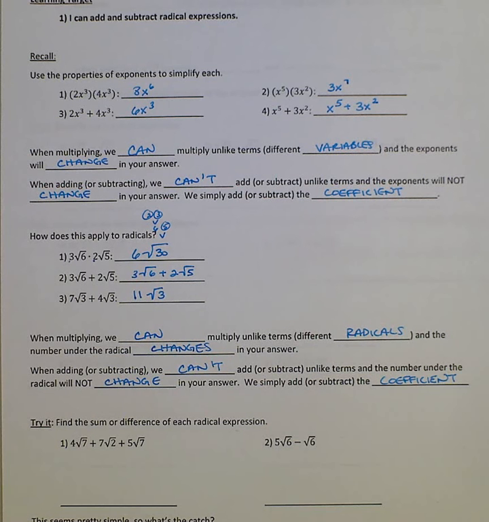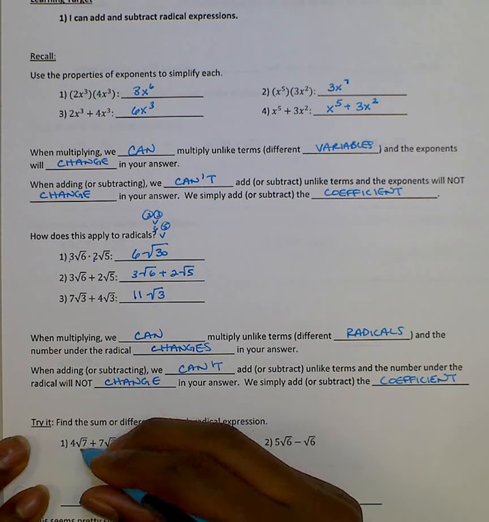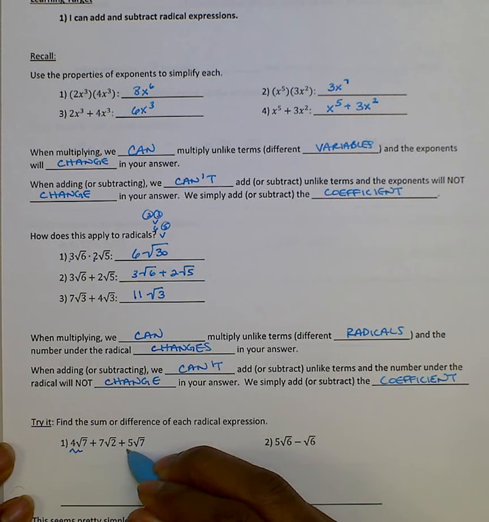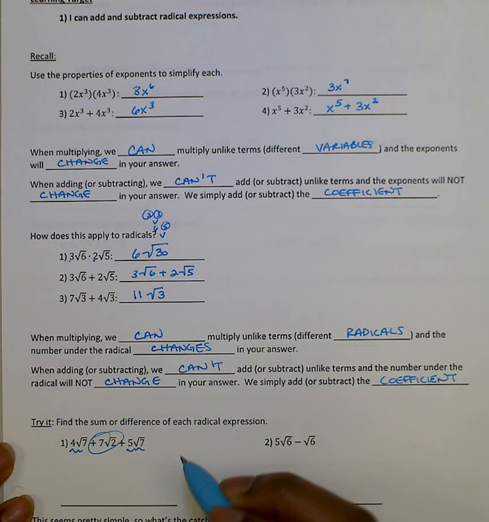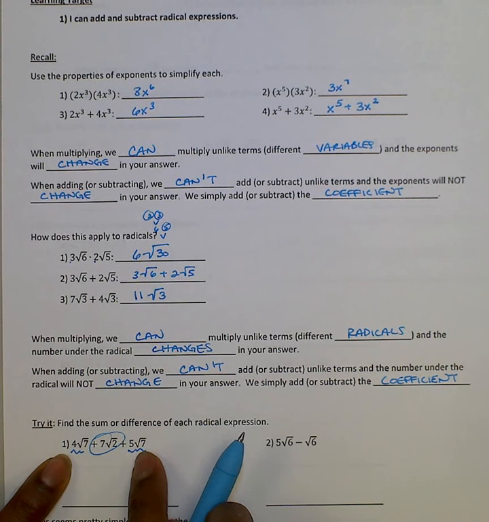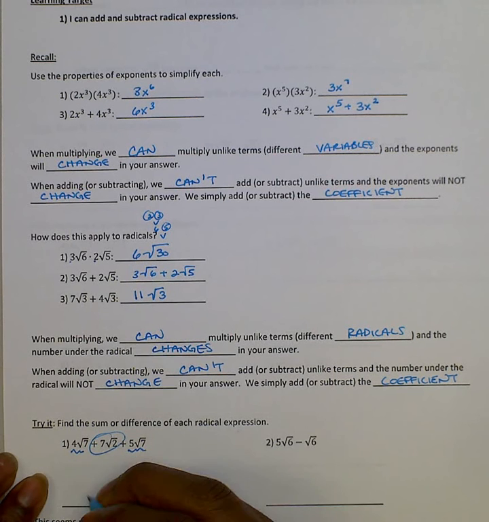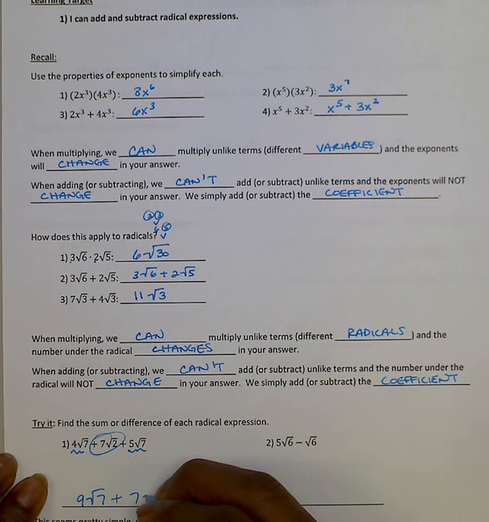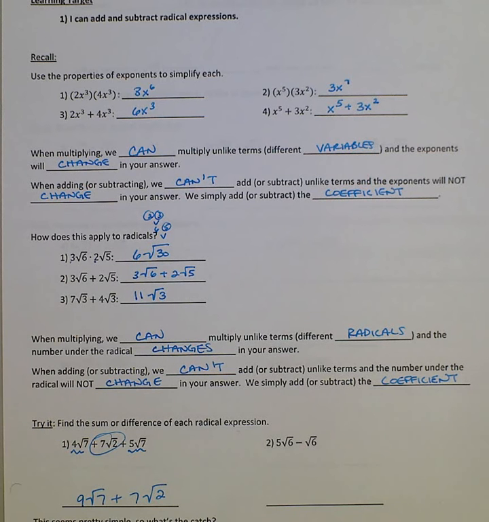Okay, let's look at this. It says find the sum or difference of each radical expression. So we have number 1: 4 radical 7, 7 radical 2, 5 radical 7. Well, I see that these two are like terms, and this isn't. So 4 radical 7 plus 5 radical 7 gives me 9 radical 7's, plus this 7 radical 2 that didn't have anything to pair with, but it's still a part of our answer.